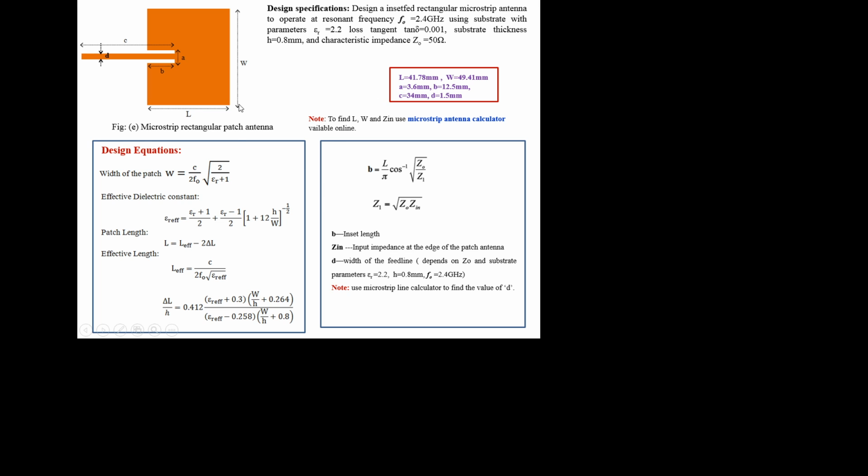So this is about the structure design. We can design an inset-fed microstrip antenna using these design equations. If you know all these parameters, you can implement the structure. It is a rectangular structure, so you can easily implement it in the AWR tool.